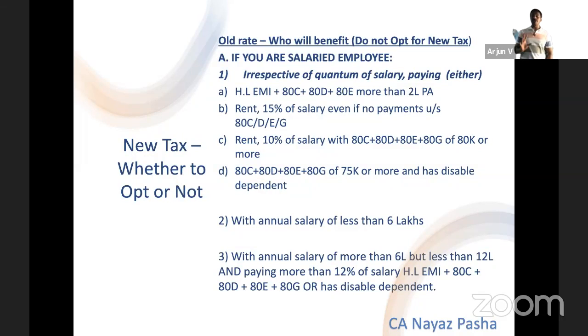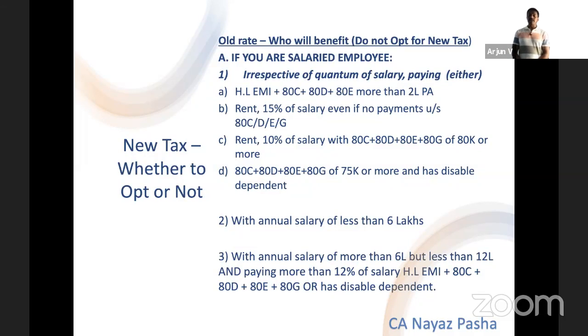Because you don't have the leverage of the standard deduction of 50,000 under the new rates. Old rates you continue if your annual salary is less than 6 lakhs. This is considering you don't pay rent, you don't have savings, nothing you have. You are just having a gross salary of 50,000 rupees without any rent, without any savings. Do not opt for the new rate. Stick to the old rate only.